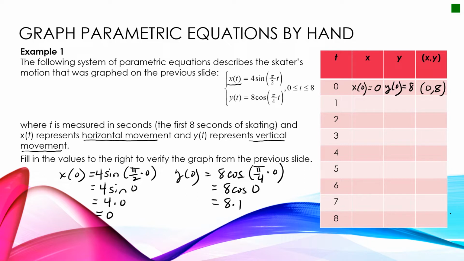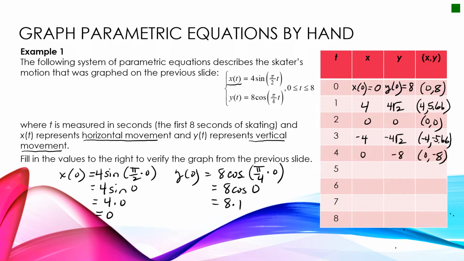So now that you've had a couple of seconds to do that, let me just put in the values that I got. At 1 second, I had an x value of 4 and a y value of 4 root 2. I'm going to go ahead and use my calculator and approximate 4 root 2 as 5.66. At 2 seconds, I'm at (0, 0). At 3 seconds, I'm at -4 and -4 root 2. So that's (-4, -5.66). At 4 seconds, I'm at (0, -8).